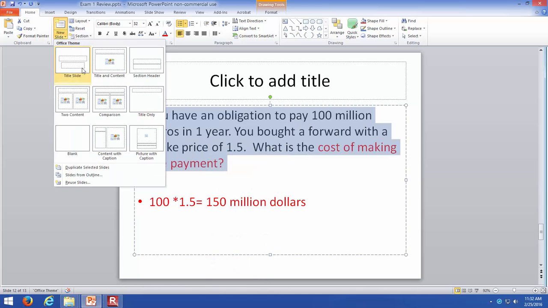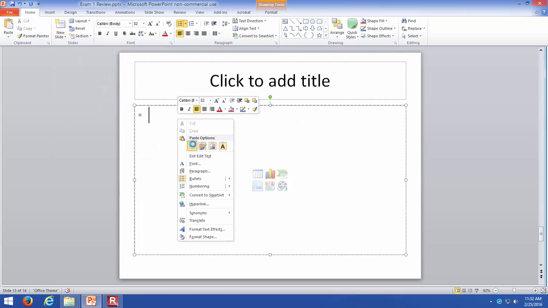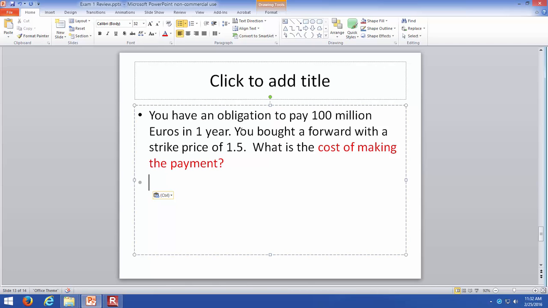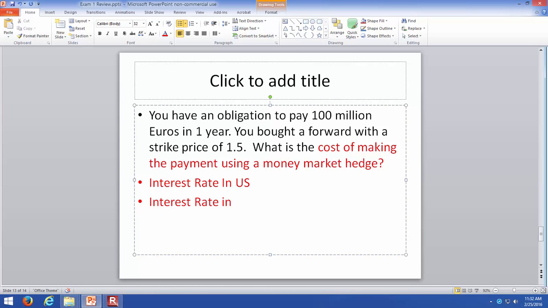Okay, now let's look at the next one. Let's talk about the same thing. Now let's assume that you are paying the payment using a money market hedge. If you want to do this, we need 2 more pieces of information. We need the interest rate in the US and the interest rate in Europe. So let's assume that it's going to be 3% in euros and 4% in the US. Okay, so that's the example I have.